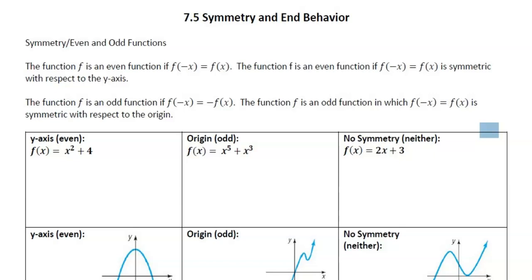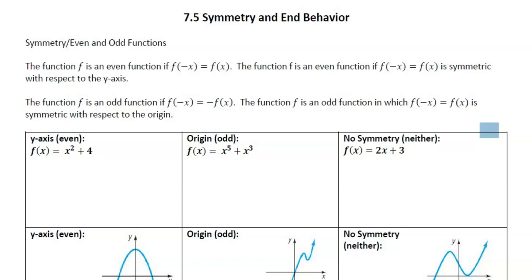It means if you put a negative value, let's say negative 2, into a function for x and evaluate it, you would get the same value as if you put in f of 2. So we'll see that a little better here in just a moment.